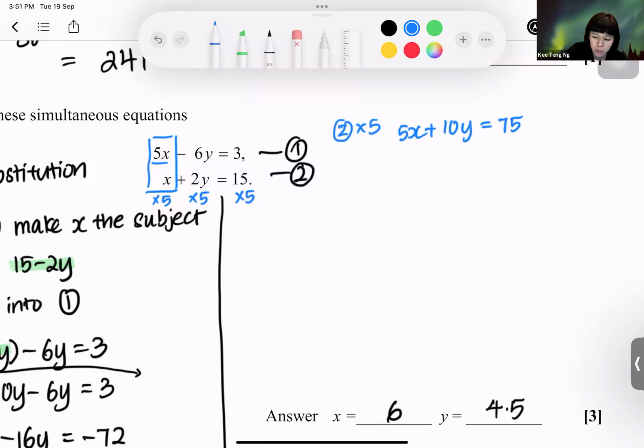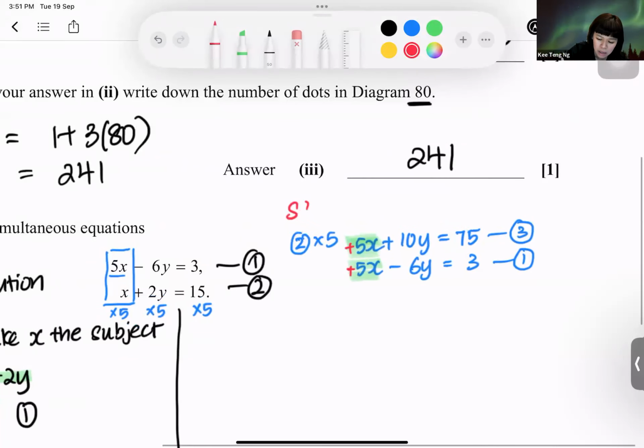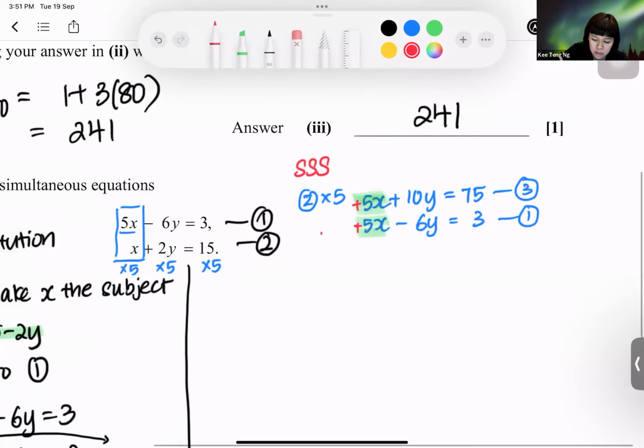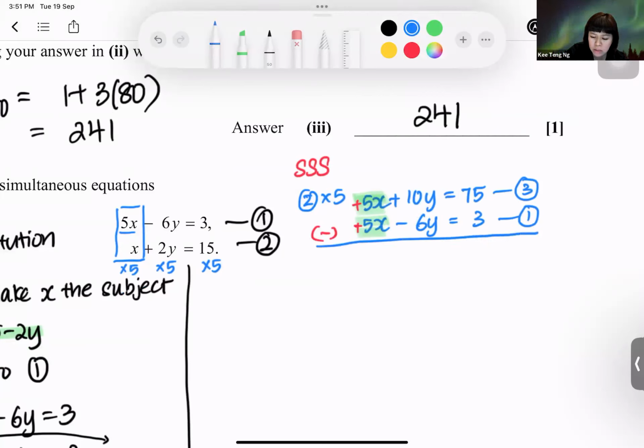Then I write down my equation. So this one will become equation 3. Then I write down my equation 1: 5x minus 6y equals to 3. This one is equation 1. Then I look at this. Look at the signs of the subject that you want to make the same. So this one over here, this is a plus. So same sign, subtract. SSS. Same sign, I'm going to subtract.